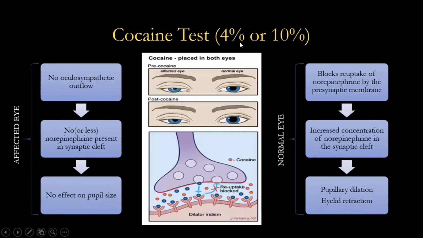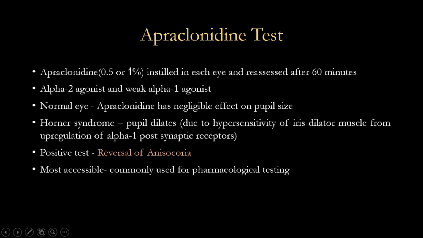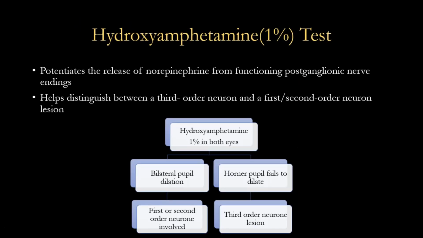So when we do a cocaine test, it can be either a 4% or 10% test. When we put it in the affected eye, there is no change. Whereas in the normal eye, we can see the pupil dilates. So coming to the hydroxyamphetamine test, it helps to localize the lesion. If there is bilateral pupil dilation, it could be a first or second order neuron lesion. If the Horner pupil fails to dilate, it could be a third order neuron lesion.